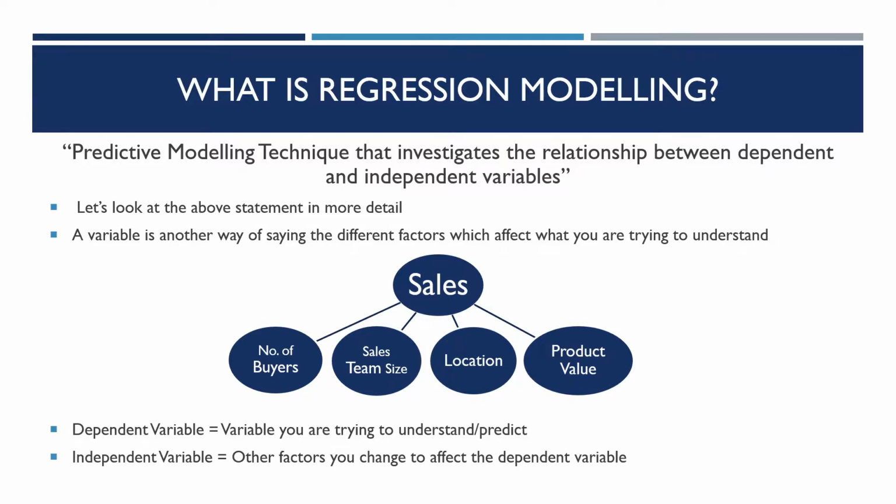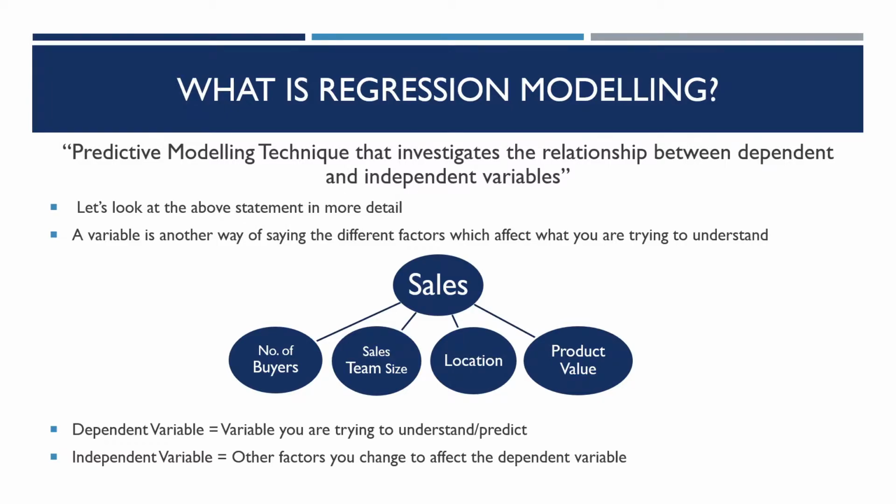So let's start at the back and look at variable. A variable is another way of saying a factor which affects something. The example here we've got is sales, and what affects sales? I've listed a few factors that could affect sales in a business. For example, the number of buyers, the sales team size, the locations of the sales, and the value of the product that you're selling. Each one of these factors can be called a variable.